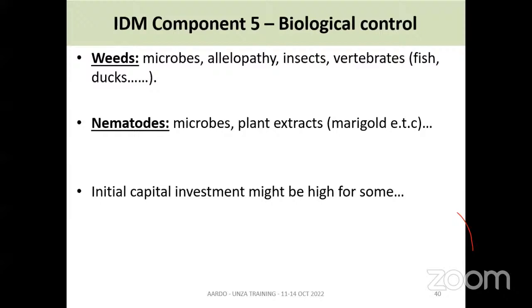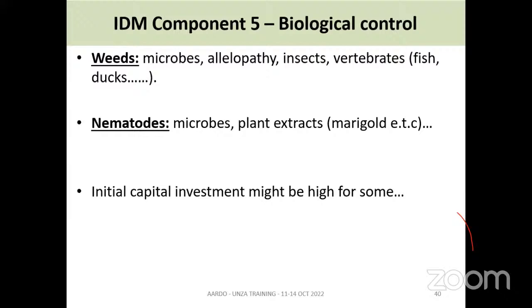So for weeds, we can have microbes, we can use allelopathy. I spent a lot of time explaining allelopathy. We can have insects that can feed on your weeds. Of course, you have to make sure these insects are not feeding on your crop, but they're only feeding on your weeds. Specificity is important. And there are cases where fish and ducks have been used in aquatic systems to control weeds. For nematodes, under this biological control approach, the main things that are popularly available are microbes and plant extracts. And these are areas that have lots of potential that we should look into.